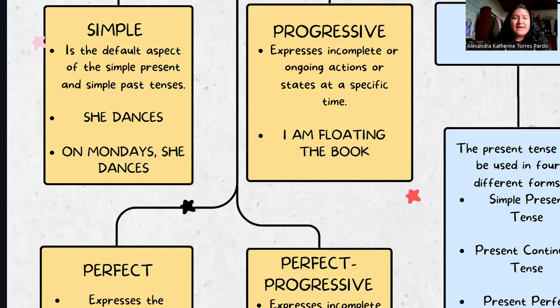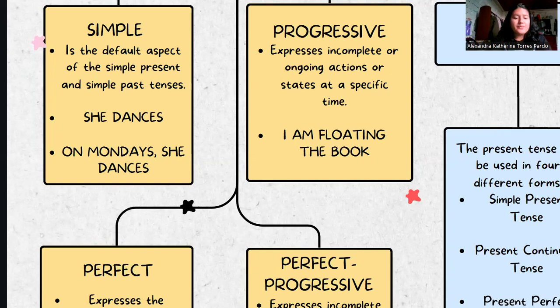The simple aspect is the default aspect of the simple present and simple past tense. The simple aspect expresses single action, habits, and routines. For the formation of the simple present and simple past verbs, the simple aspect can be confusing because it does not make clear if the action is a complete action or a habitual action.